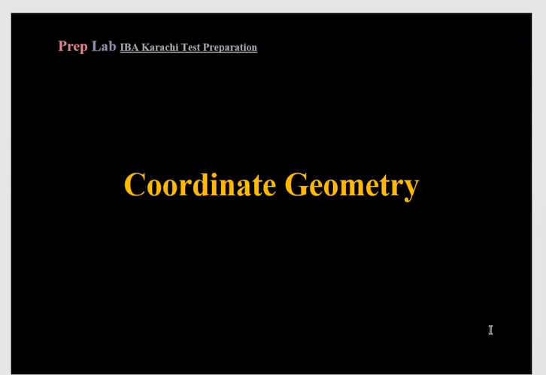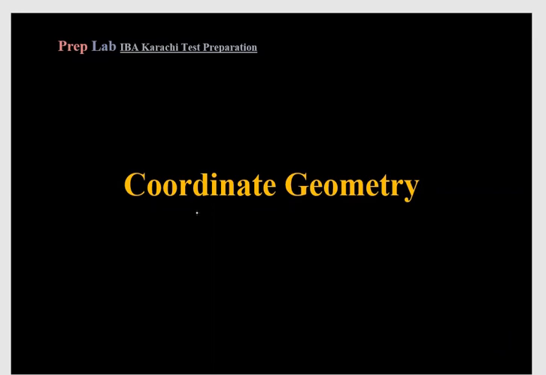So today we are going to discuss coordinate geometry. It is one of the important topics in SAT preparation, IBA Karachi, whether you're applying for anywhere. So you must understand the basics of coordinate geometry. If you don't understand the basics of coordinate geometry, you won't be able to understand and solve the question.